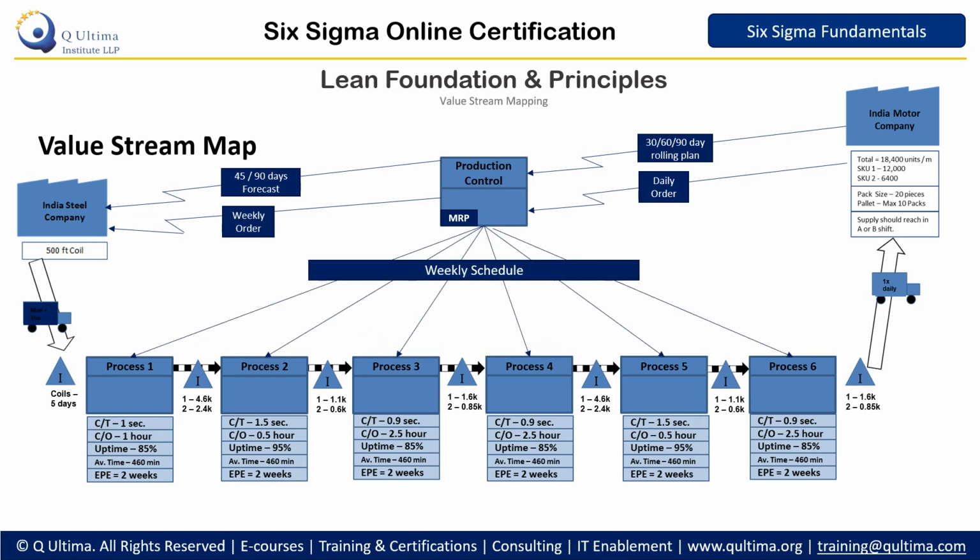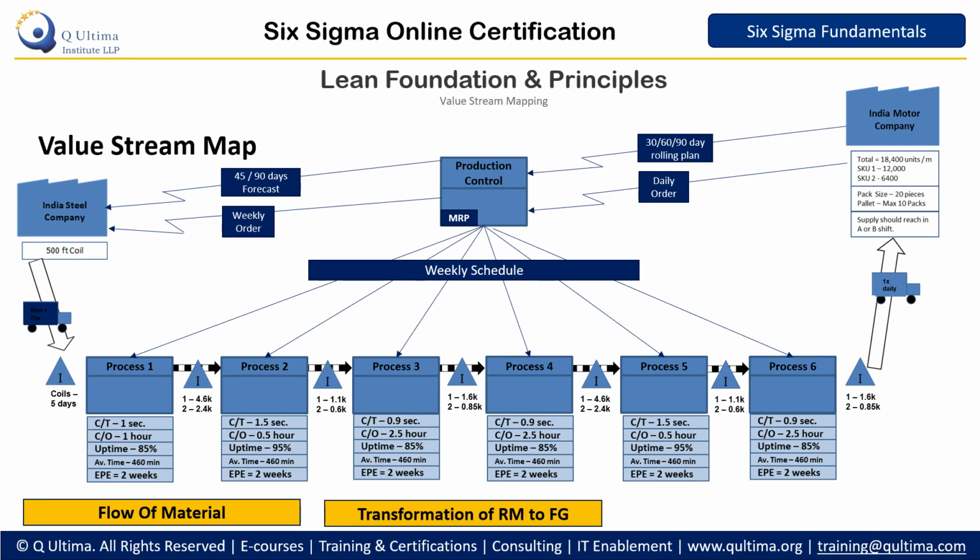Based on the other information of material that has to be supplied to the customer and received from the supplier, we make a weekly schedule of the production processes and hence understand how the material will flow. This value stream map gives us information on how material will flow in the company, how the transformation of RM to FG will happen, and also how the information will flow.